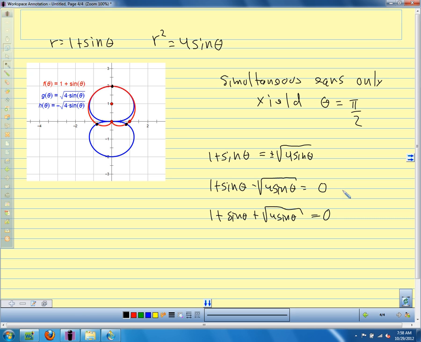But my point is that if we were working with these graphs, the only way to find where they intersect is by graphing them. And here we get a couple of intersections that don't happen to be at the pole. So polar equations, polar graphs can be kind of tricky. All right, I just wanted to show you that as an interesting extension.